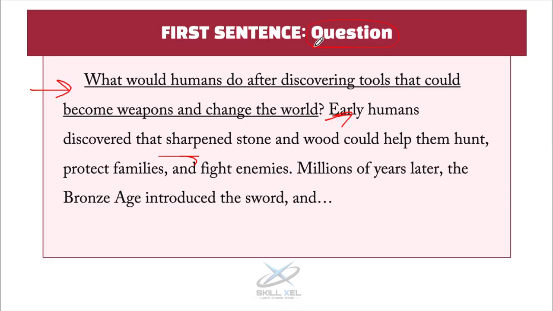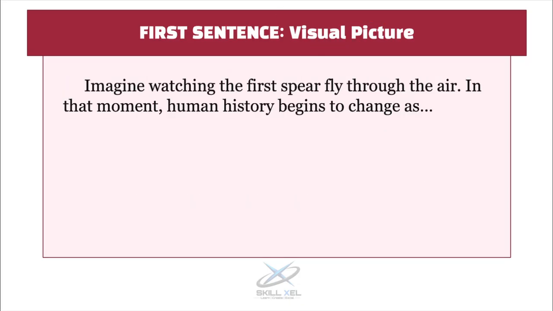Usually, they're very good to be placed at the beginning of a paragraph. Otherwise, you can put them after a visual picture. Visual pictures are okay because they're getting you to imagine something and then you can ask a question, right? So a visual picture for this particular topic would be like, imagine watching the first spear fly through the air. In that moment, human history begins to change, and then of course you talk about the story, maybe how that spear went to kill an animal.